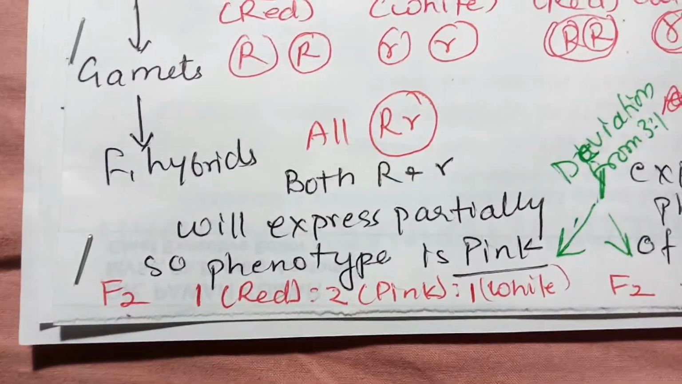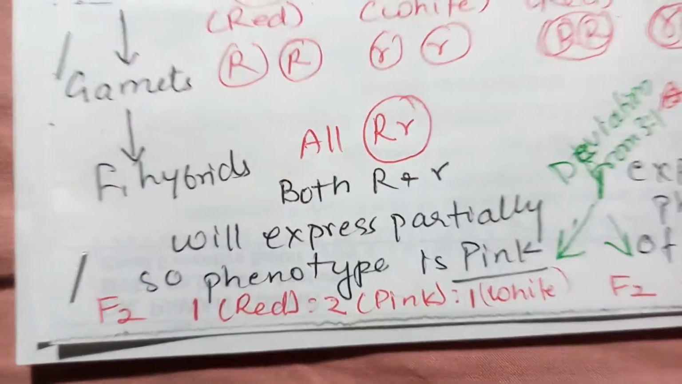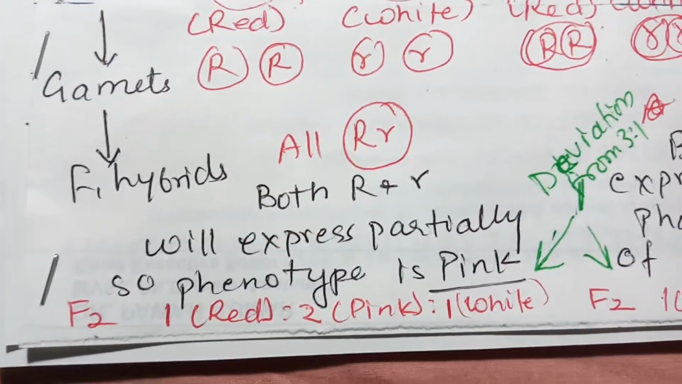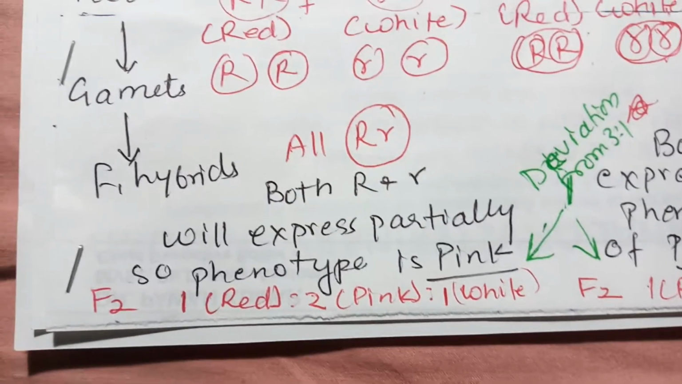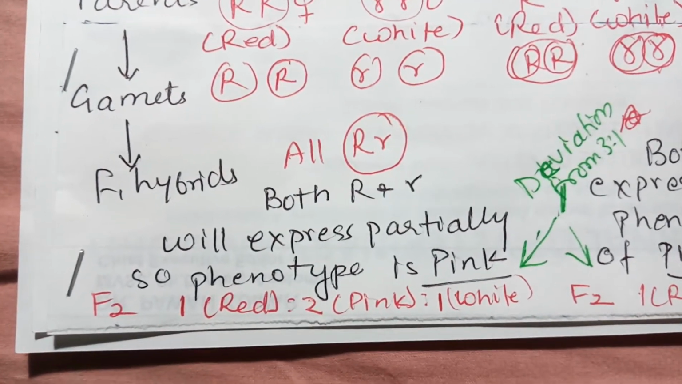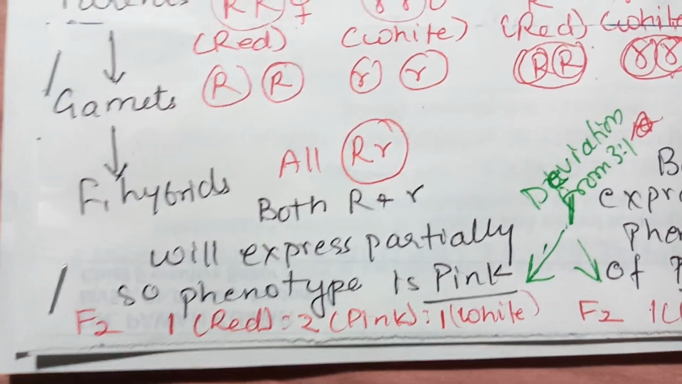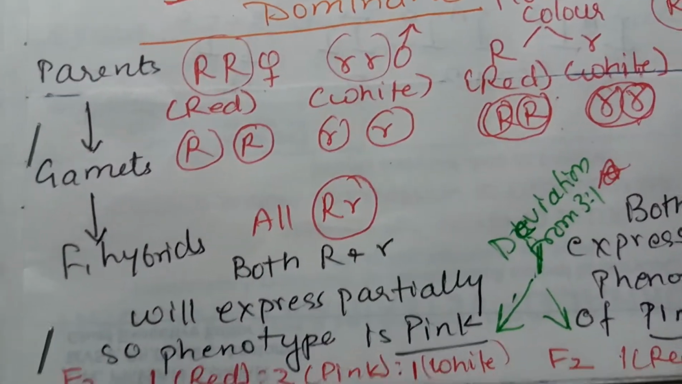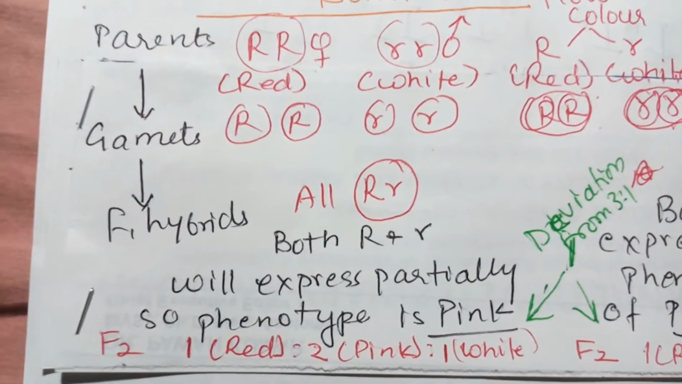And if you look at the F2, if you do the F1 into F1 cross for F2, you will see the ratio is 1:2:1. So 1 red, 2 pink and 1 white. And this is again a deviation from the normal 3:1 ratio that we have seen in the law of dominance in Mendelism.